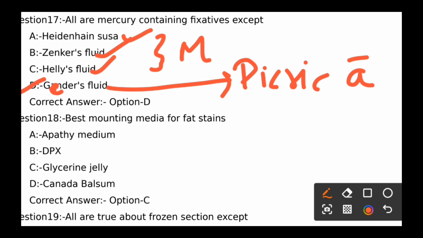Next question, best mounting media for fat stains. Option A, Epathy medium. Option B, DPX. Option C, glycerin jelly. Option D, Canada balsam. The right answer is option C, glycerin jelly. Best mounting media for fat stain is glycerin jelly.